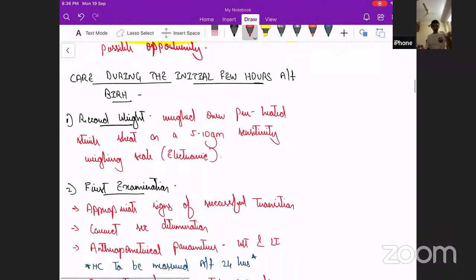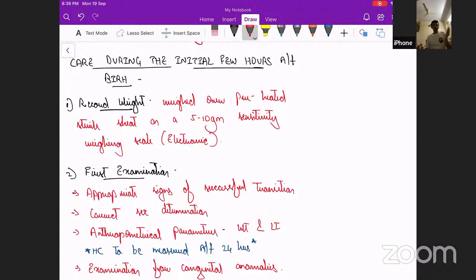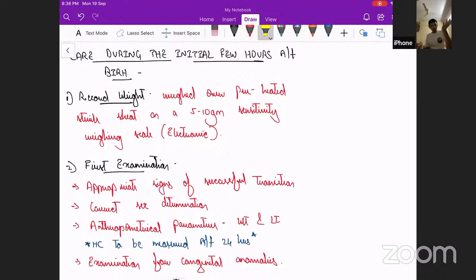Next is during the initial few hours after birth. What do we do? Next, we recall the routine anthropometry of the child. That is very important, correct? So we recall the weight of the child.